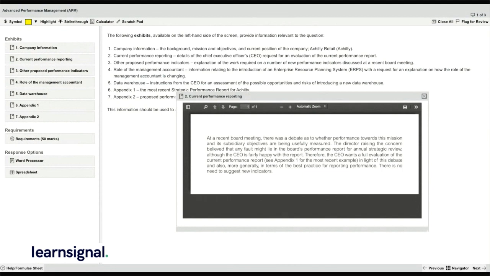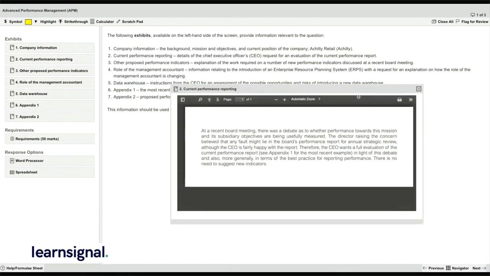As such, the CEO asked for a full evaluation of the current performance report in light of this debate, and in terms of best practice for reporting performance. Finally, it highlights that there is no need to suggest new indicators, which is an important point to ensure you don't get sidetracked in your answer. And therein lies the detail of your requirement.